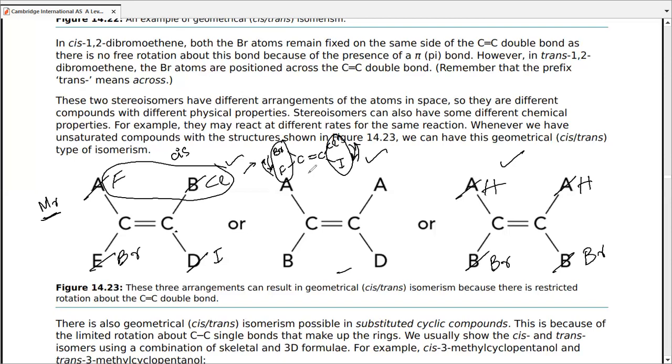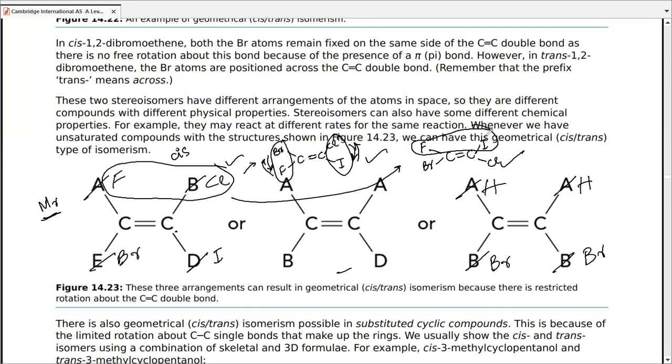If I switch F and Br, look, F and I are at the same side. If I was supposed to switch Cl and I, of course F and I would be at the same side there. Make sense? Let's do it like this. F and Br are still on the same side. I never switched it. Now I'm going to switch I and Cl. Take a look. It is still the same thing.